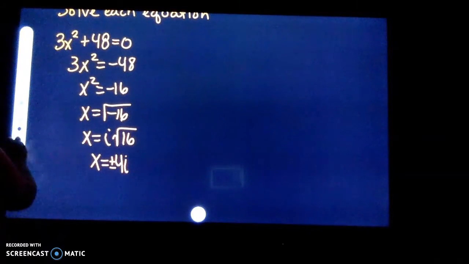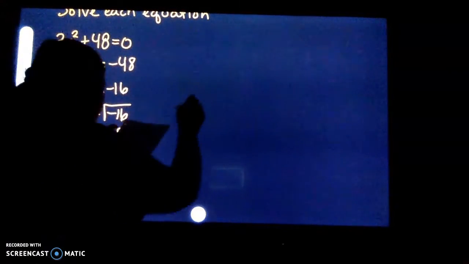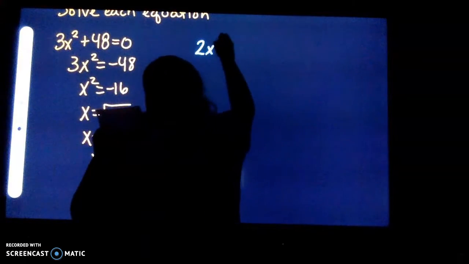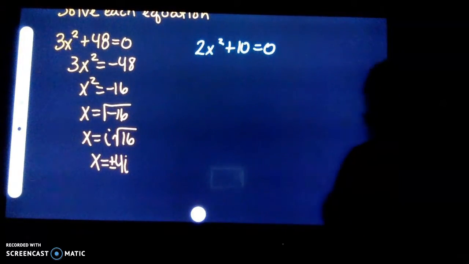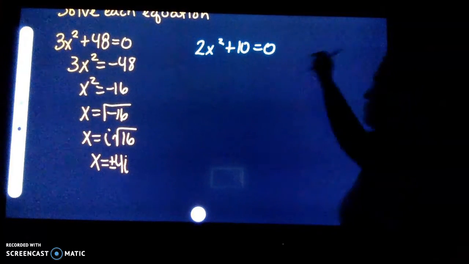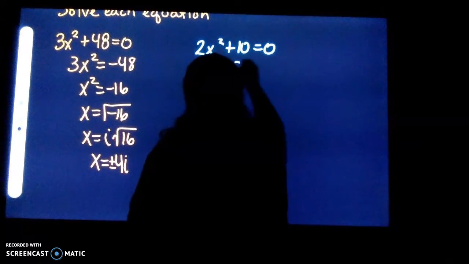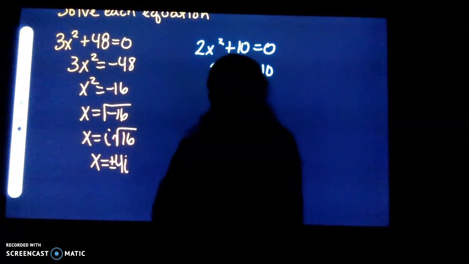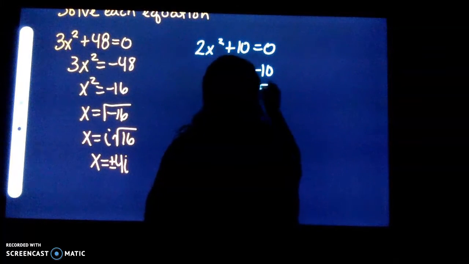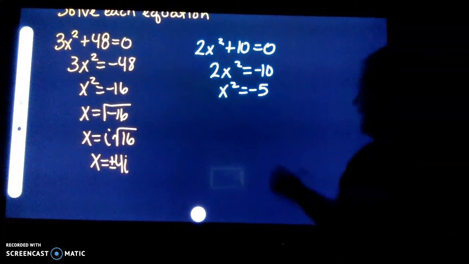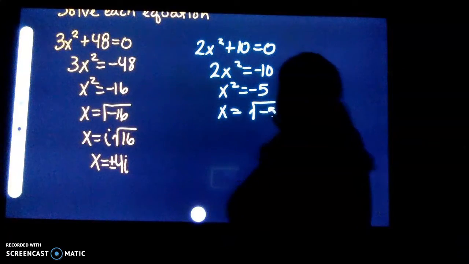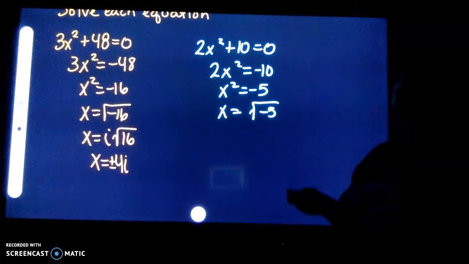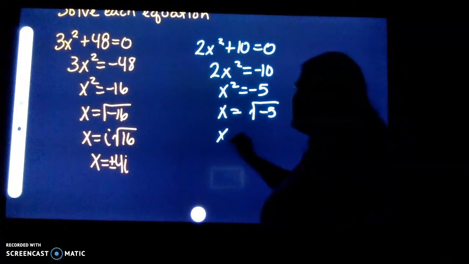Let's go ahead and do another one just as practice. So I have 2x squared plus 10 equals 0. Just like before, I'd like to isolate my x term, so I need to subtract the 10 across. Divide by 2. Then I'm going to square root both sides, and I get x is equal to the square root of negative 5. I can't take the square root of a negative, so I need to put the i out front and make it positive.